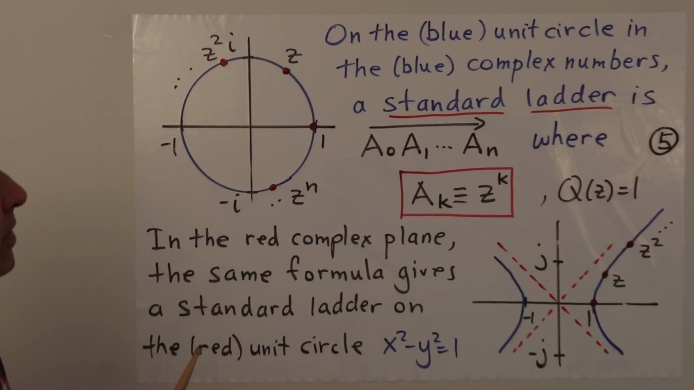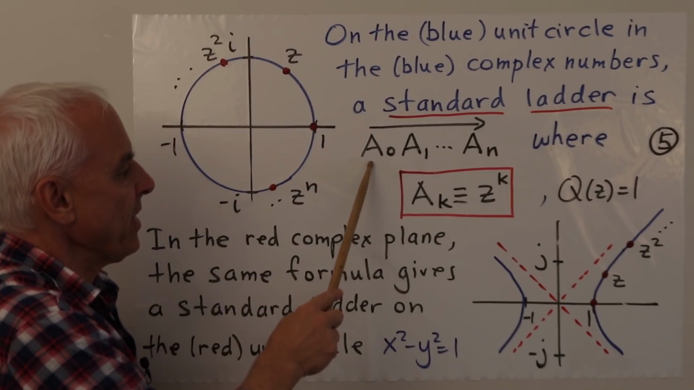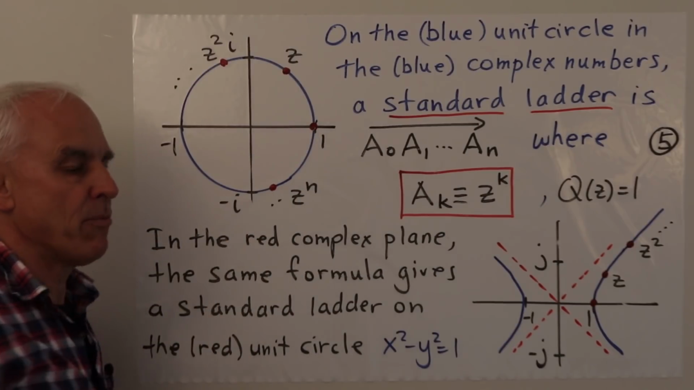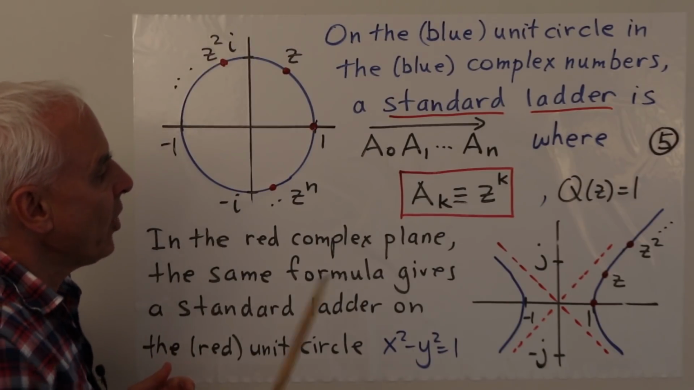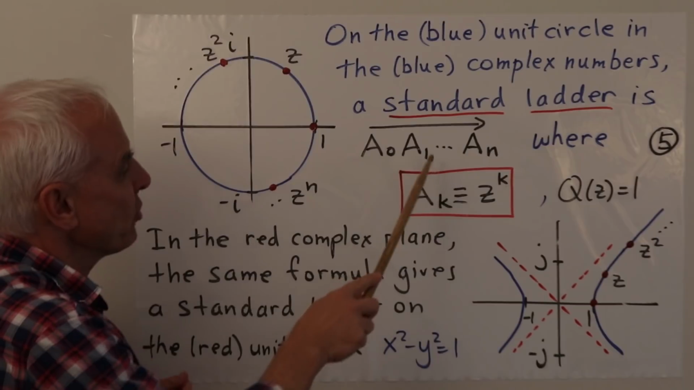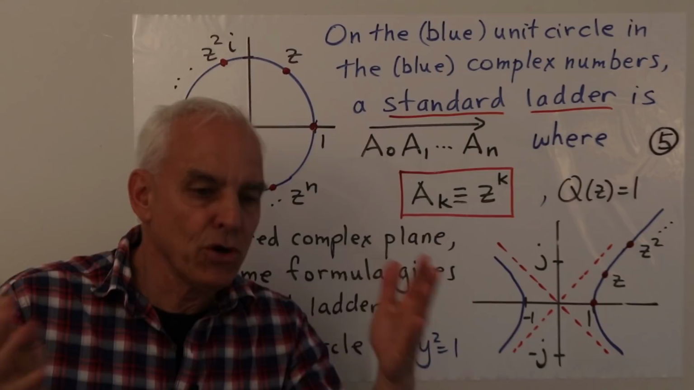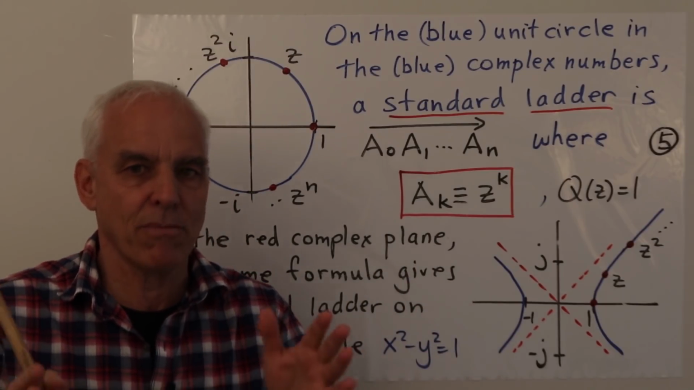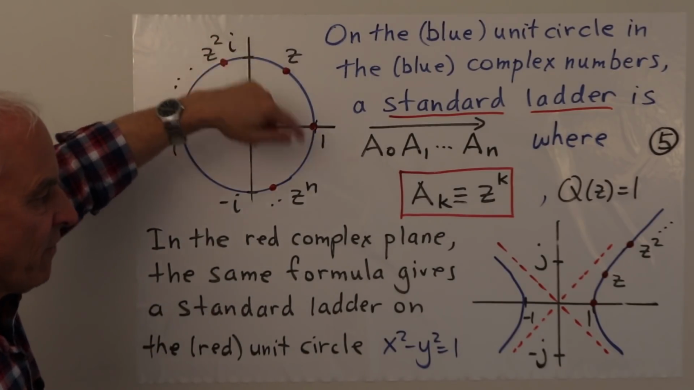Okay, so what we can do is generate a standard ladder. That's one that starts with A0 being the point 1. So there's the point 1, and let's choose a point Z on the unit circle. We're going to define the subsequent points in the ladder to be just powers of Z in the blue complex number situation, using complex number multiplication to multiply that point Z by itself repeatedly.